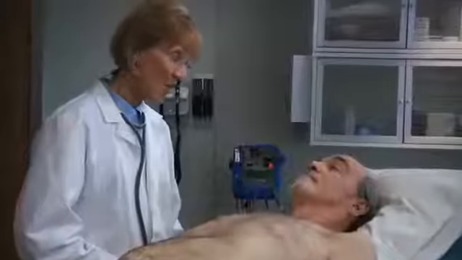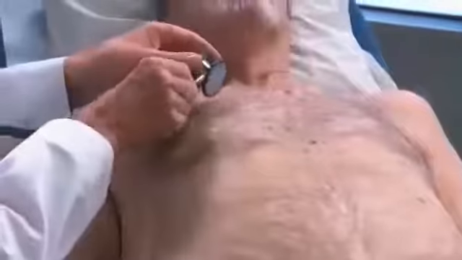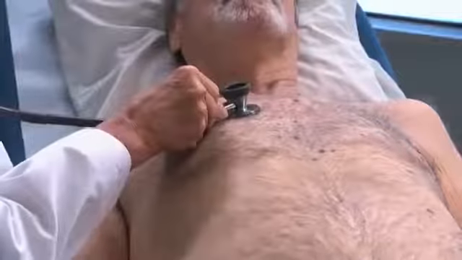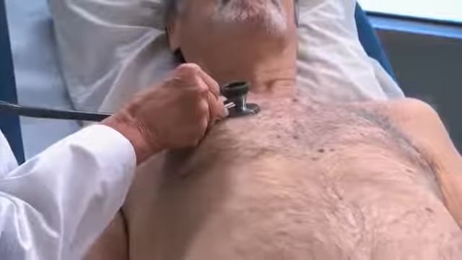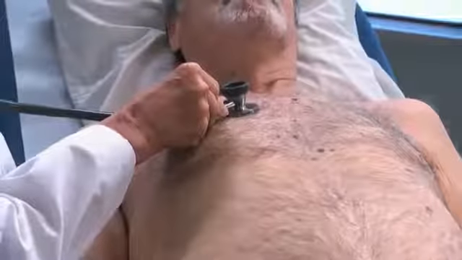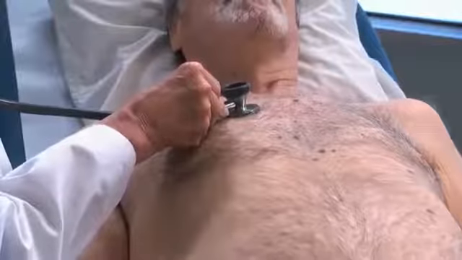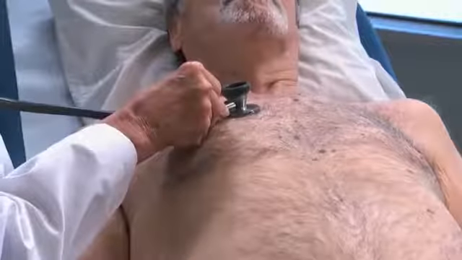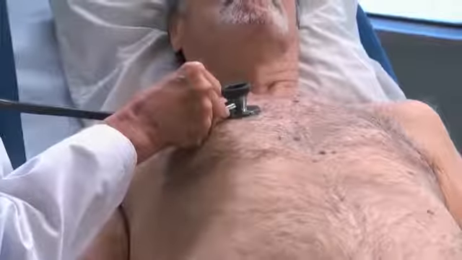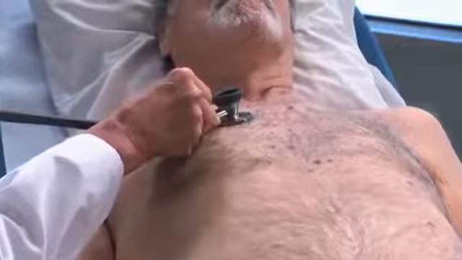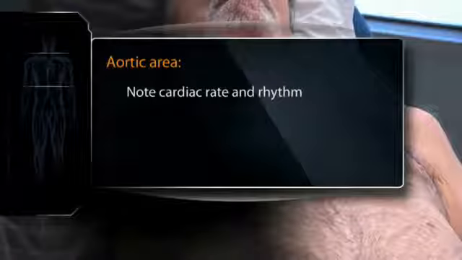I'm going to listen to your heart over various areas of your chest. To begin the auscultation sequence, adjust your stethoscope so that you listen through the diaphragm. Begin listening in the aortic area, at the right second interspace, close to the sternum. Starting in the right second interspace helps orient you to the cardiac cycle. Note the cardiac rate and rhythm.